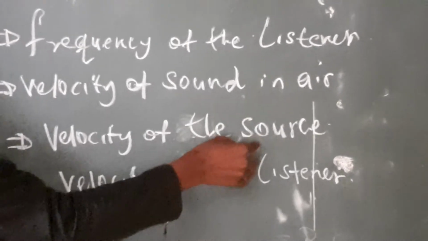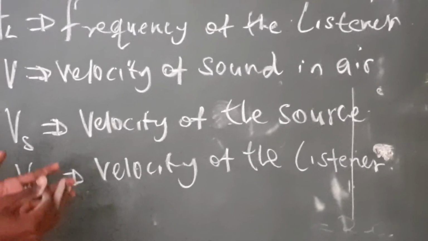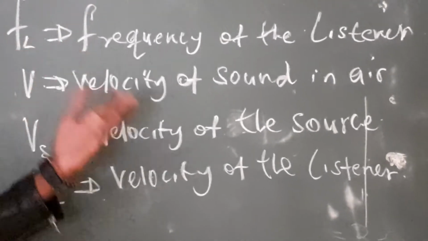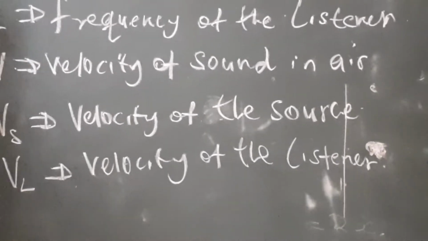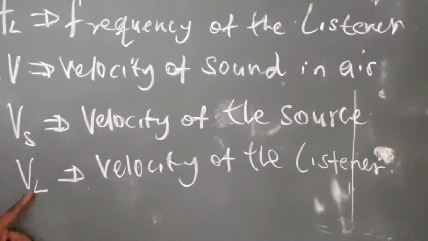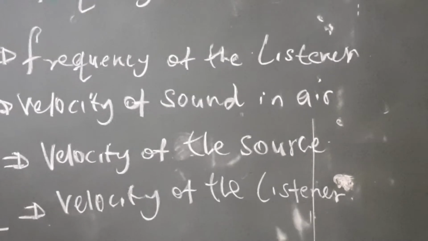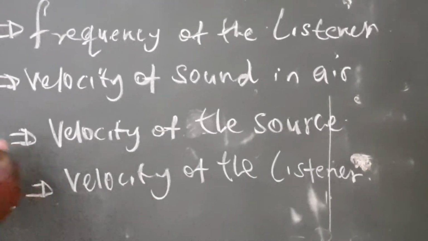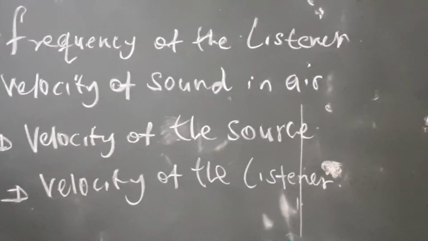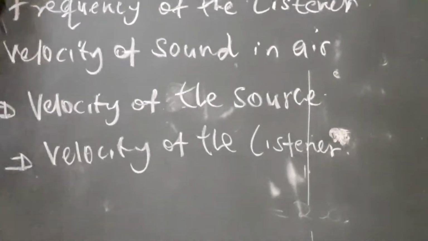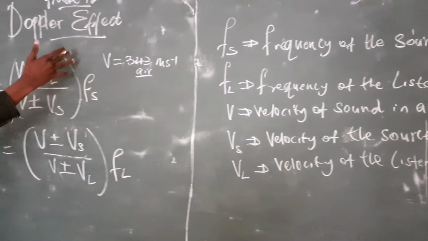Now, the velocity of the source is the velocity of that particular vehicle. That vehicle can move at 20 meters per second, or 200 kilometers per hour. So this is the velocity of the source. And then this is the velocity of the listener. You can either be running, walking, or not moving at all. When you're not moving, the velocity is zero. When you're moving, the velocity is a certain amount, and if you are running, it's still the same. So these are the interpretations of what we have in our formulas.